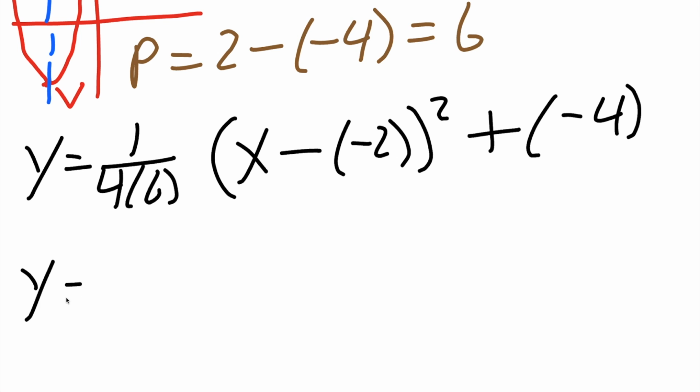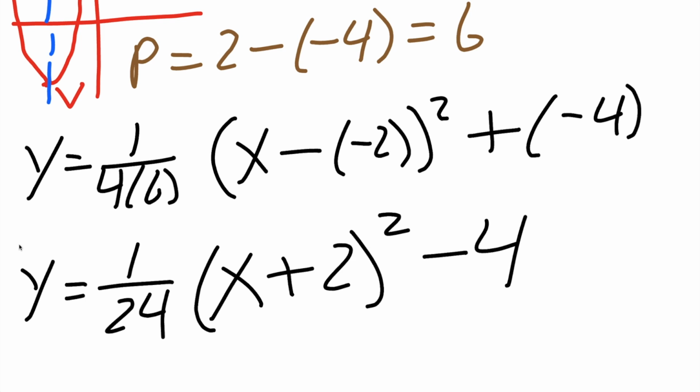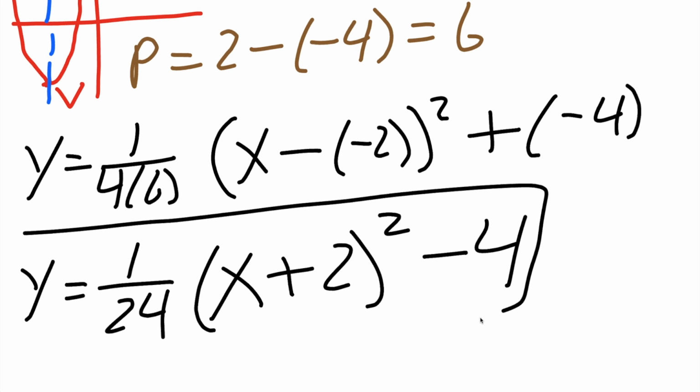So y is equal to 1 divided by 4 times 6 is 24. So 1 divided by 24. Parentheses, x minus -2, so +2. Close parentheses, squared. And then we have a plus minus, so just -4. This right here is our final answer.